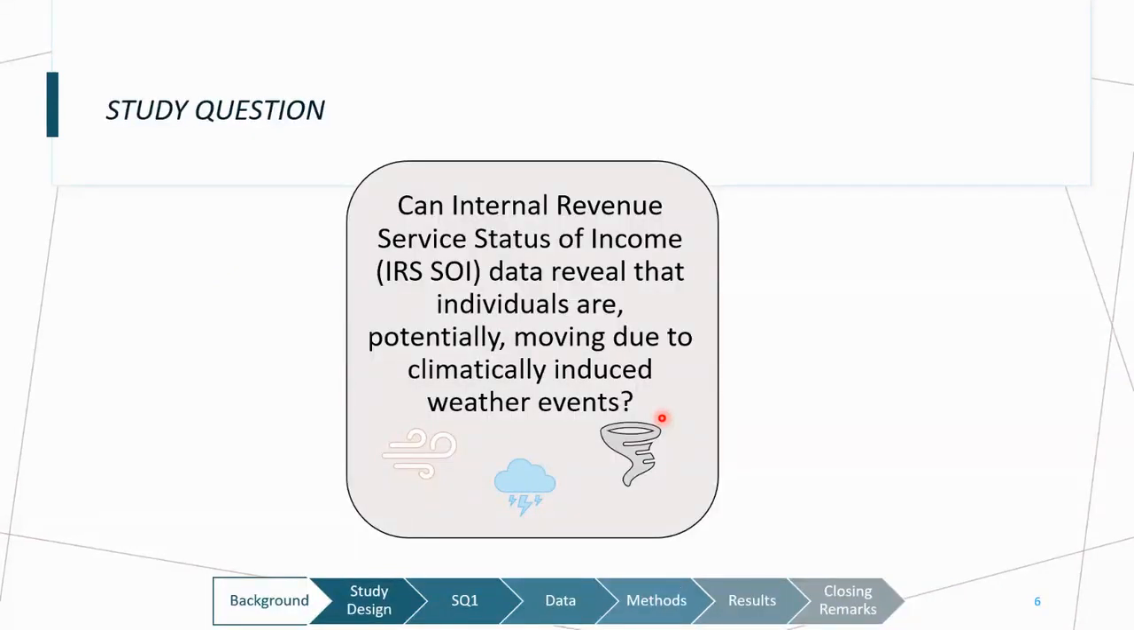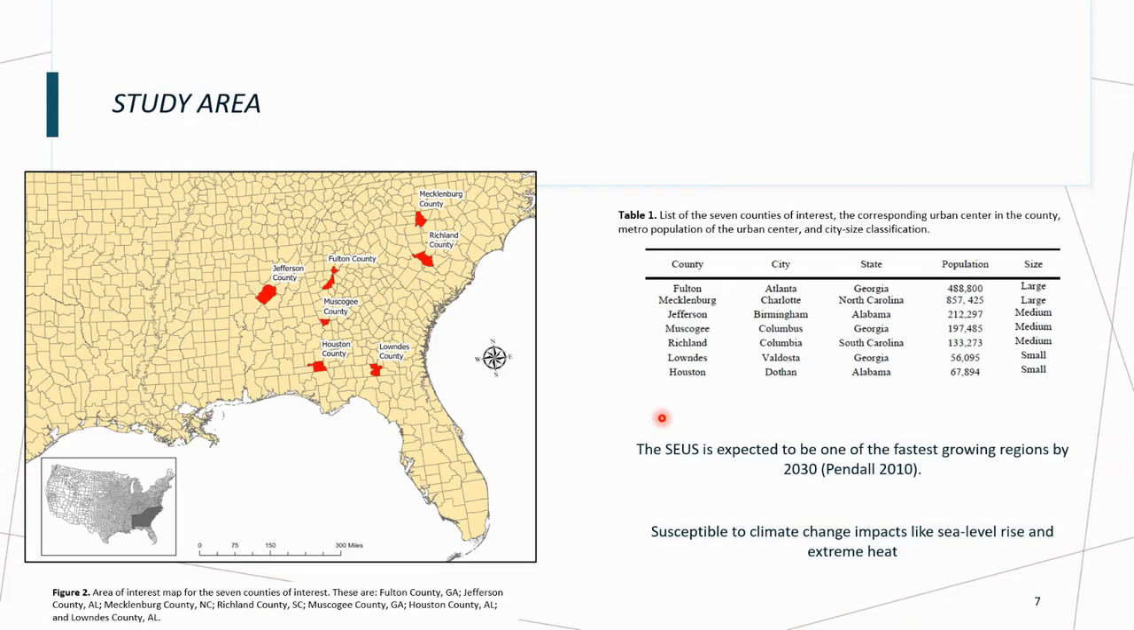Now, the question we are looking at is, can the IRS data, which is the Internal Revenue Service's Statistics of Income data, reveal that individuals are potentially moving due to climatically induced weather events? We're trying to see if the IRS data can help us understand where people are moving. The study area here is again the Southeast US, but IRS data gives us state-level and county-level data. County, for those not familiar with the US, is more like a district, like in Australia, or what we call districts in South Asia. District and county go hand in hand.